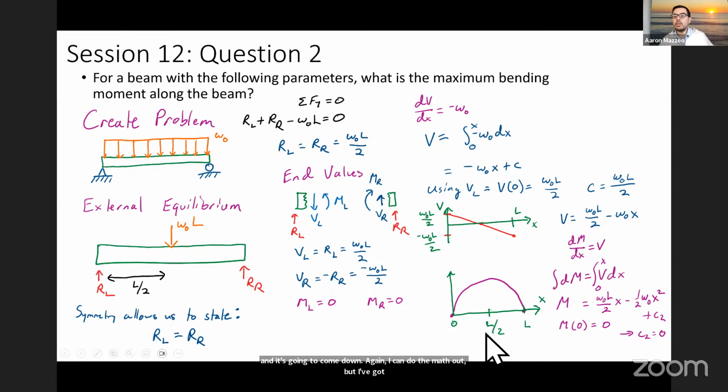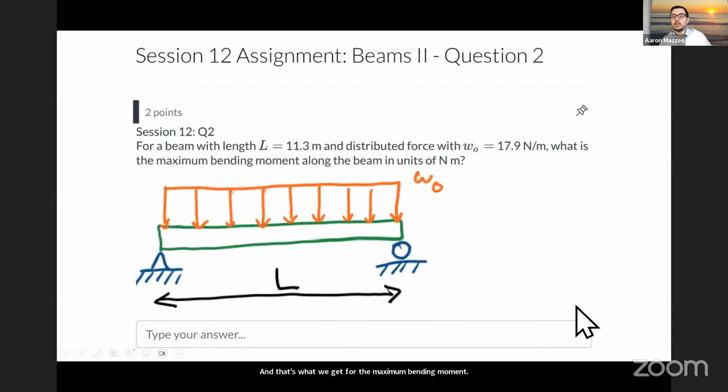If we're trying to find the maximum, where is it going to be maximum? It's going to be maximum when this V is equal to 0. We just said that. So that's dM/dx, that's the V, when it's equal to 0. We can solve for that and plug it into our equation. So that's one useful thing of this equation that we integrated out: we can actually calculate a number, and that's what we get for the maximum bending moment. All right, so that's question number 2.